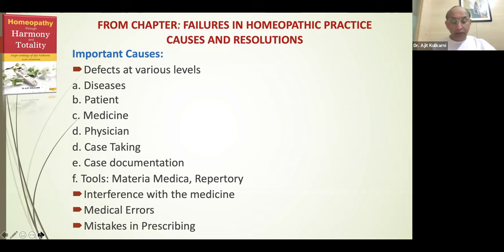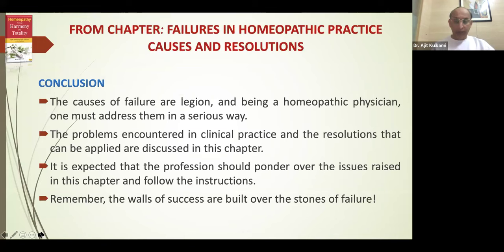Then interference with the medicine coming from so many sources, medical errors, and mistakes in prescribing. So the causes are legal, causes are multiple, and being a homeopath, you must address them in a serious way. This is what I conclude about failures, the problems encountered in clinical practice, and the resolution that can be applied or discussed in this chapter.